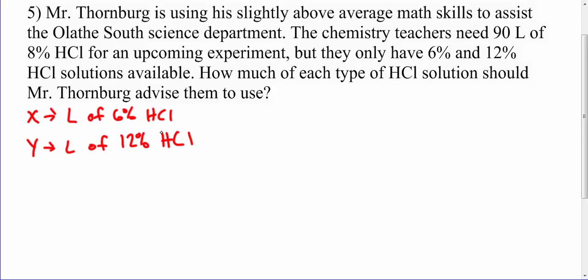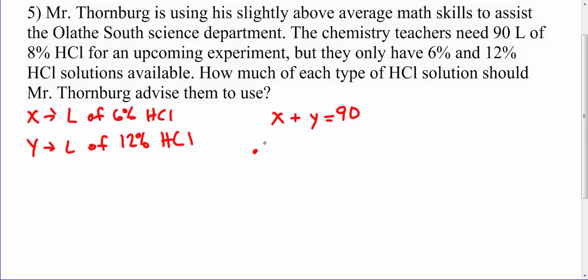Well, we know there's a total of 90 liters. That's the first equation. It says they need 90 liters. So I'm going to start out with X plus Y equals 90. That has to be the case. If you add the amount of 6% and the amount of 12%, we got to add up to 90 for them to have 90.